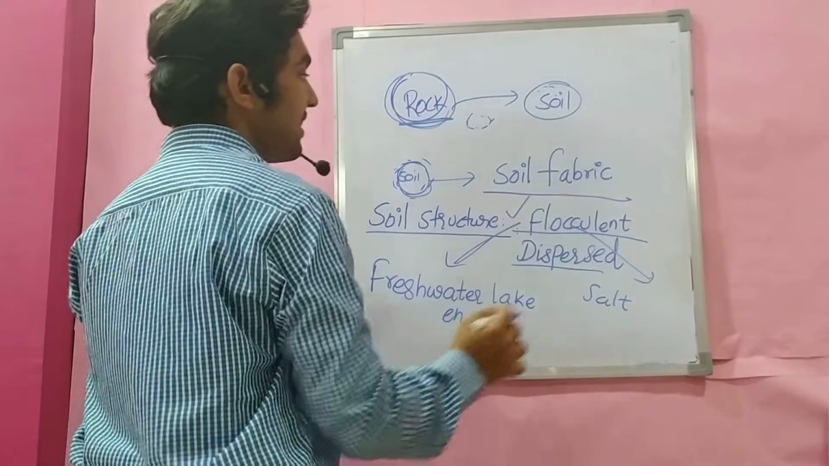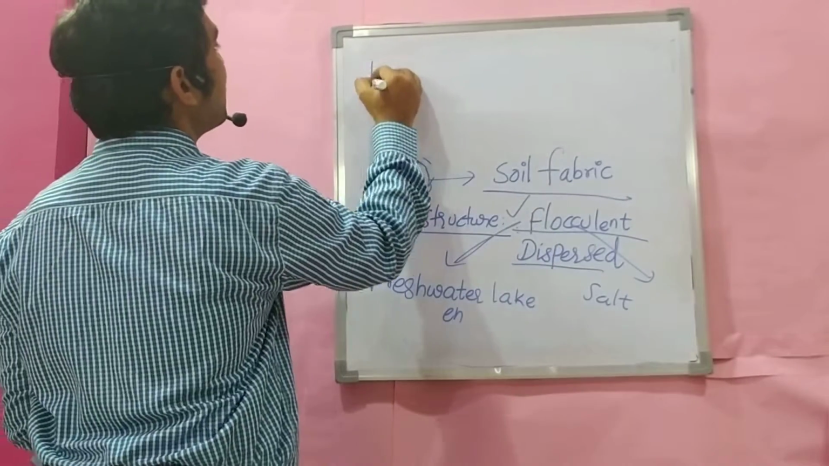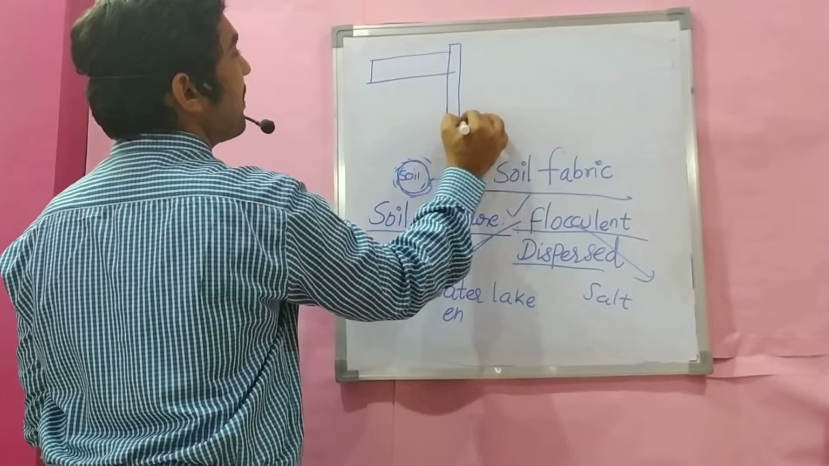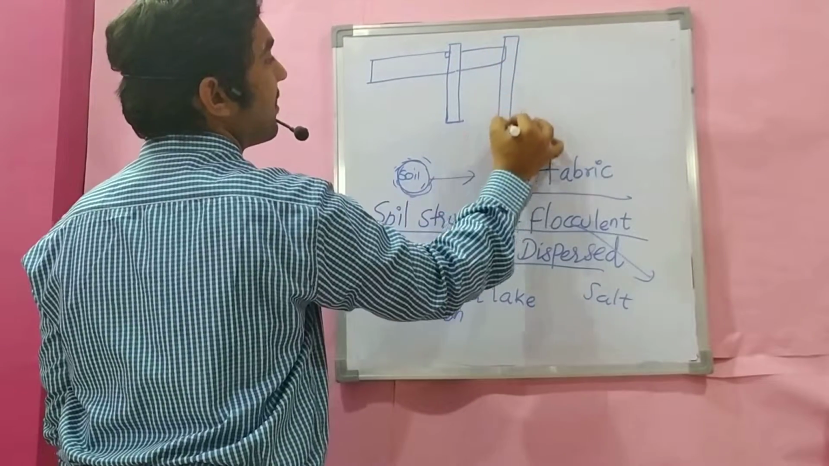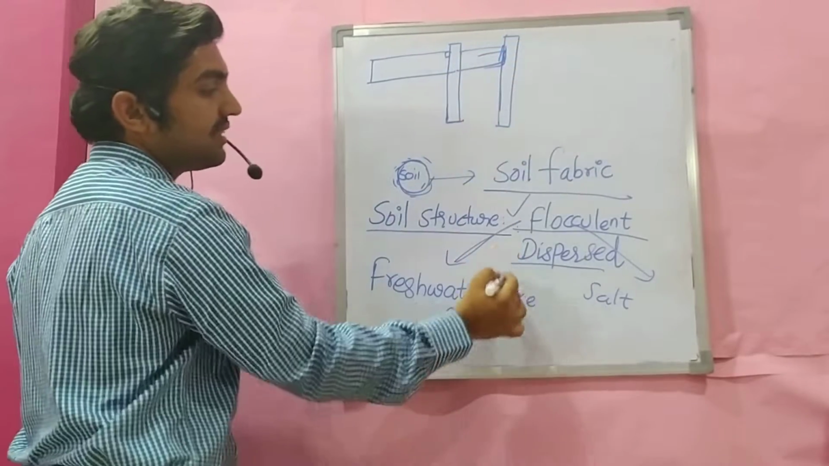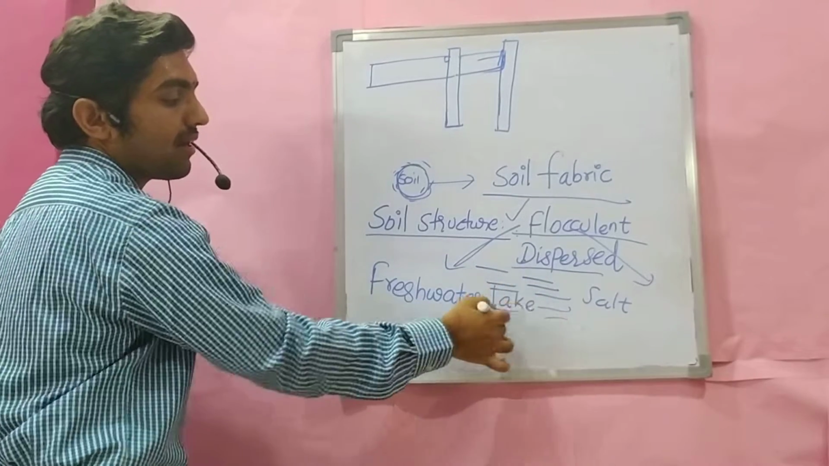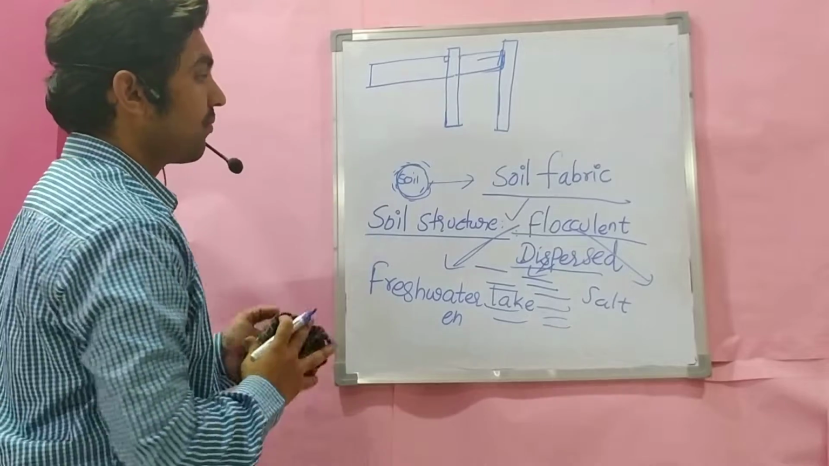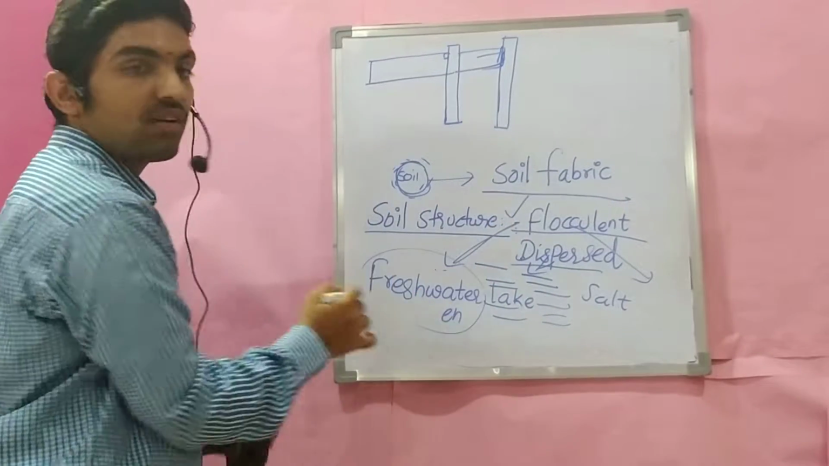Dispersed and flocculent structures. In flocculent structures, particles orient like this, edge to face orientation, perpendicular like this. This is the edge, this is the face, edge to face orientation. In dispersed structures, particles orient themselves in a parallel manner. This is in case of dispersed structure. So flocculent structure also depends upon the type of environment. That's what we have to take care.